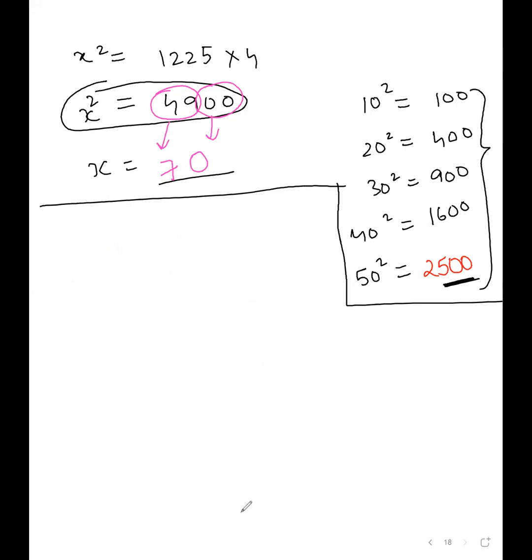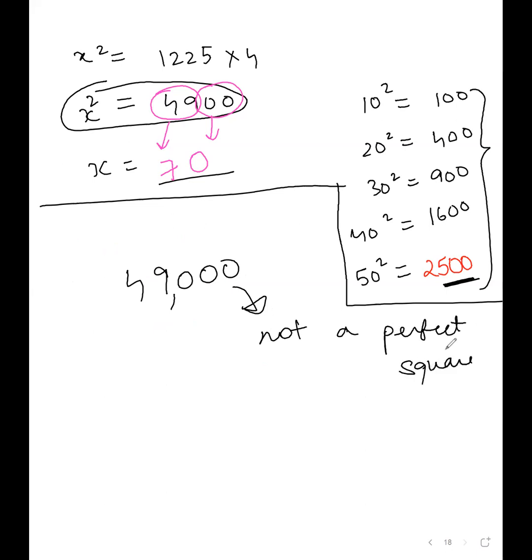First of all, it will not be. It cannot be 49,000. Why? Because it has 3 zeros. 49,000 is not a perfect square. Like in all of these, 100, 400, 900, how many zeros are there? They all have 2 zeros each.